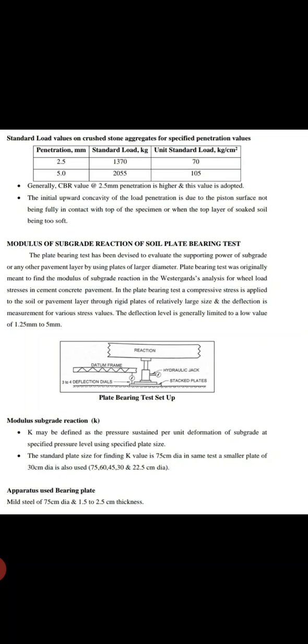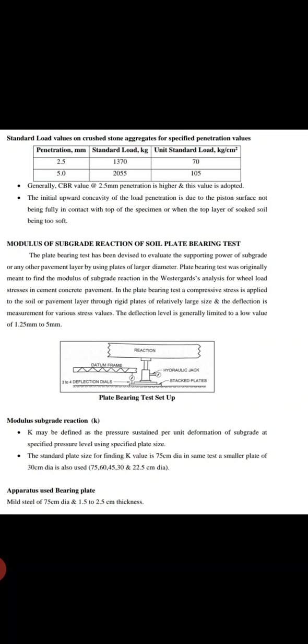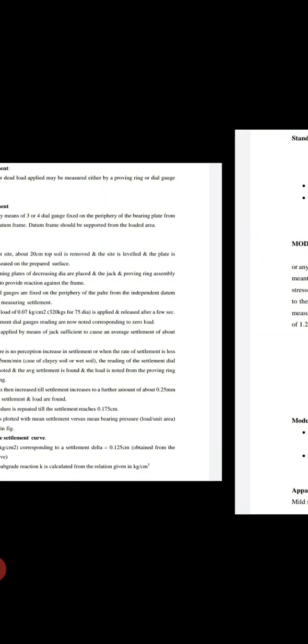The modulus of subgrade reaction K may be defined as the pressure sustained per unit deformation of subgrade at a specified pressure level using the specified plate size. The standard plate size for finding K value is 75 cm dia. In the same test, smaller plates of 60, 45, 30 and 22.5 cm dia are also used. The apparatus: the bearing plate is mild steel, 75 cm dia and 1.5 to 2.5 cm thickness.